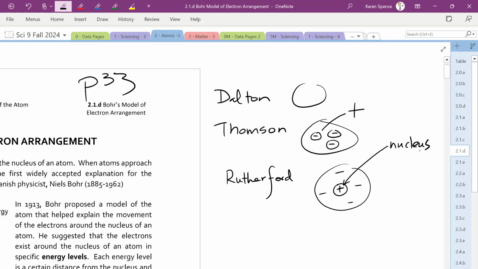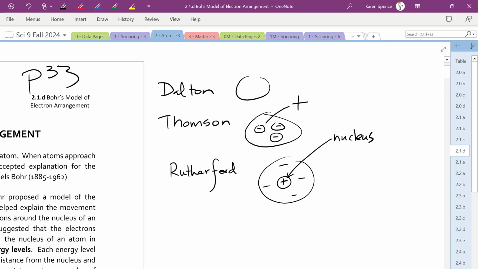Tell your partner, what subatomic particles are in the nucleus? Those are your protons and neutrons. But now we're going to get into what Bohr said.